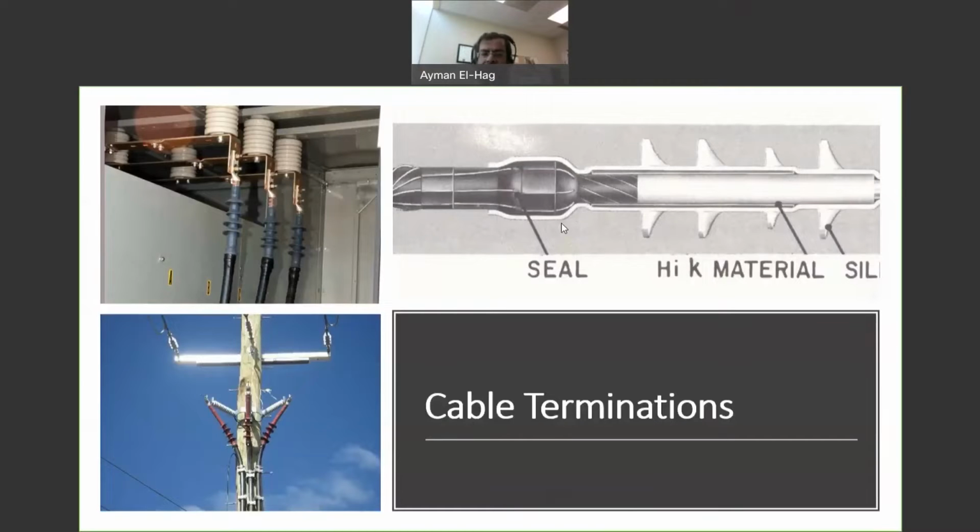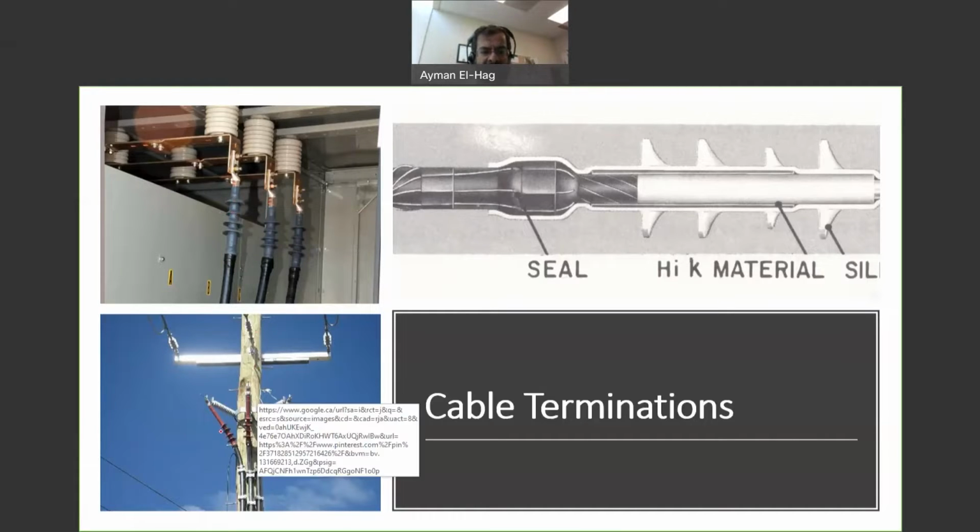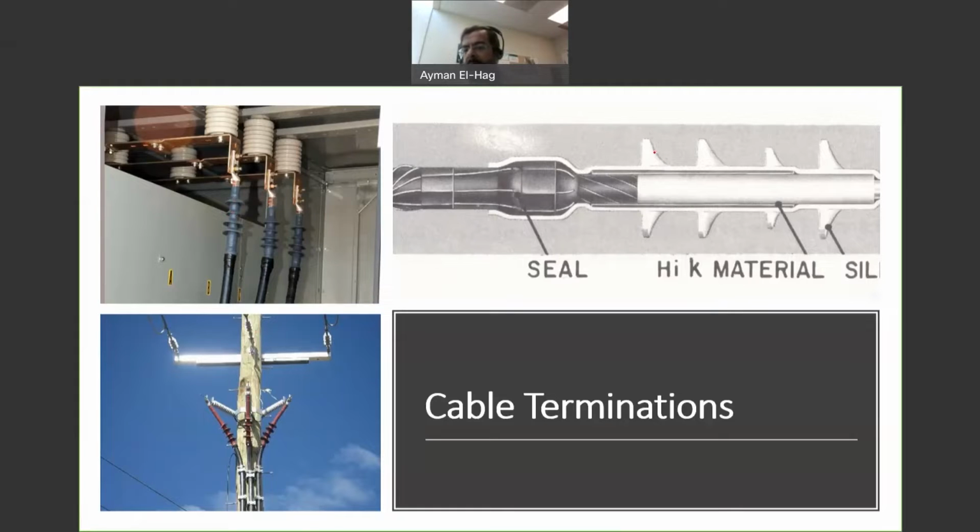We have seen the cable termination in the previous video, which is basically a connection between the underground cables and the overhead lines. Also, we can use the cable termination when we connect the underground cables with a device like a transformer or a circuit breaker or other devices as well. Basically, the cable termination is composed of two main things: outer and inner parts. For the outer parts, you can see here the sheds, and here also, and here also.